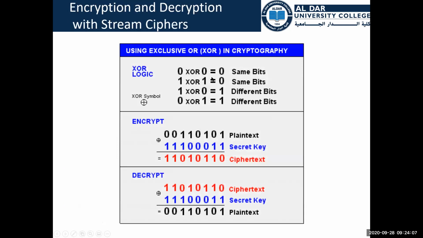And this is the example we have used in our slides. I displayed it with my handwriting. This is 0 XOR 0 equals 0, 1 XOR 1 equals 0, 1 XOR 0 equals 1, 0 XOR 1 equals 1. And this is the plain text, the secret text, and this is the ciphertext. The same operation is applied at the recipient. So ciphertext XOR secret text will lead to the plain text again.